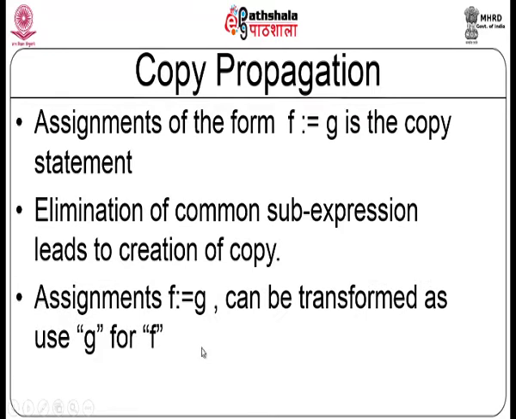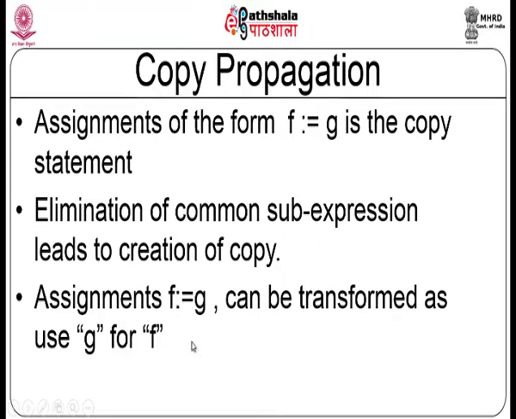So what is the optimization technique here? An assignment of the form f colon equal to g can be transformed by using g for f. That is, wherever f was used, you can use g itself and get rid of this statement completely. What happens here is I have to ensure that between this statement and the usage of f, the values of f and g should not change. If that is changing, I cannot use it, but I should ensure that the value of f hasn't changed.